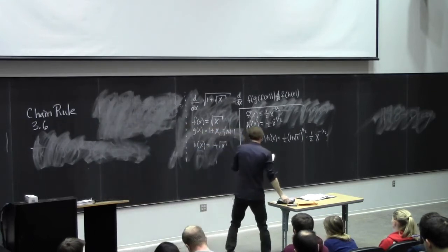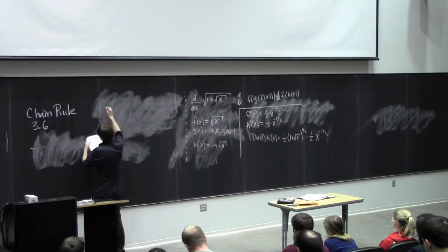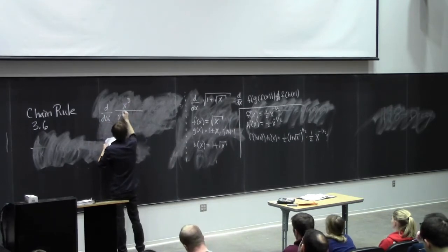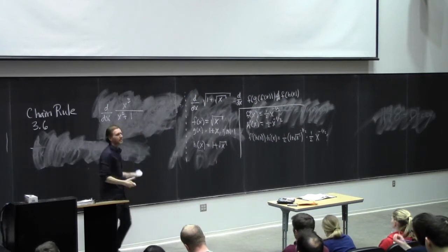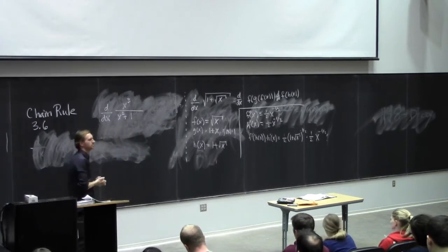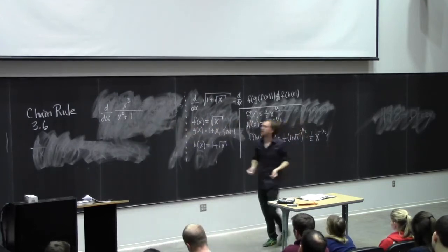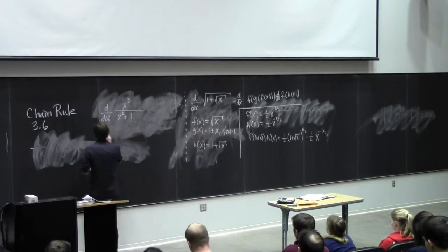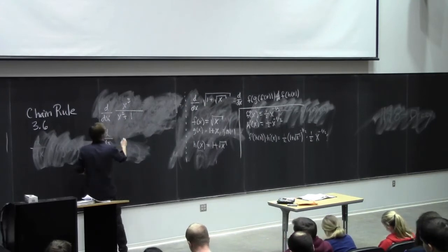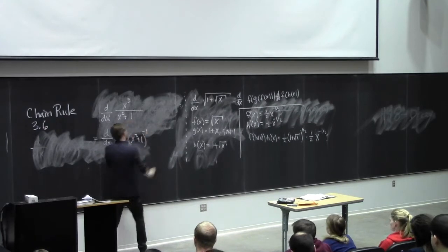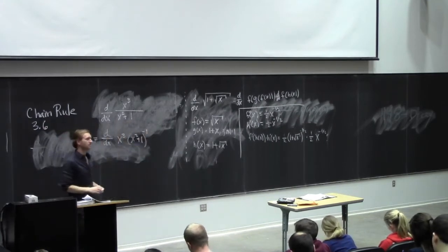Now, typically, if you solve this problem, you might try to use the quotient rule on this. But you don't have to. You can use the chain rule. Why not? So the chain rule would say that this is equal to x cubed times x squared plus 1 to the minus 1.